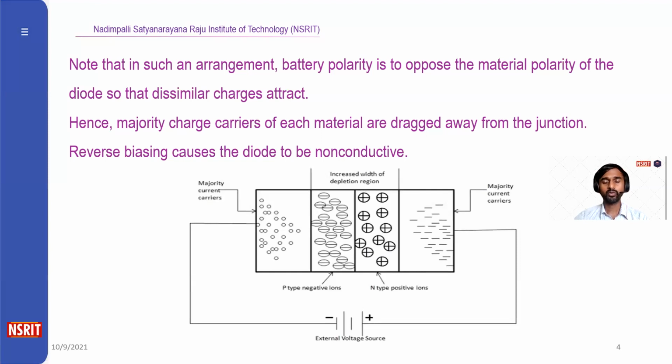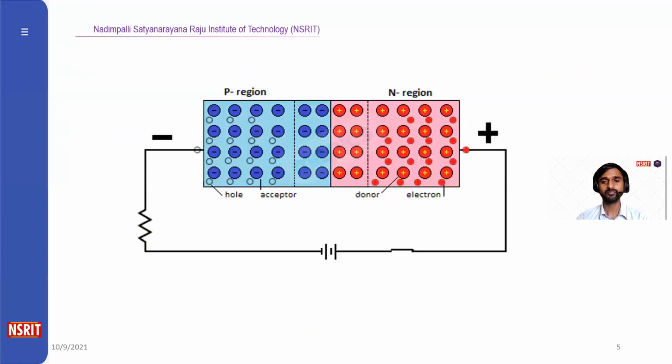Since the number of negative and positive ions are increasing, the width of the depletion region increases. The width of the depletion region increases in reverse bias condition, and thus the diode becomes non-conductive. That is, no charge carriers will flow across the junction. So this diagram over here depicts the operation of PN junction diode in reverse bias condition. In reverse bias condition, the diode remains non-conductive and the width of the depletion region increases.